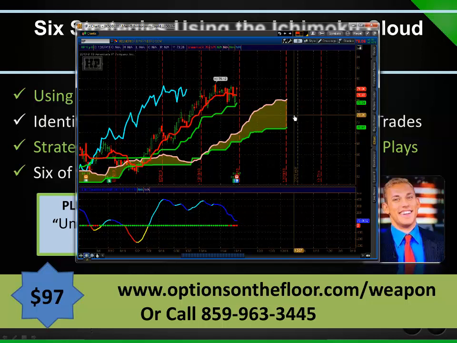How do I pick option month and strike? Oh, I just look at unusual option activity and then I line the Ichimoku up with it.